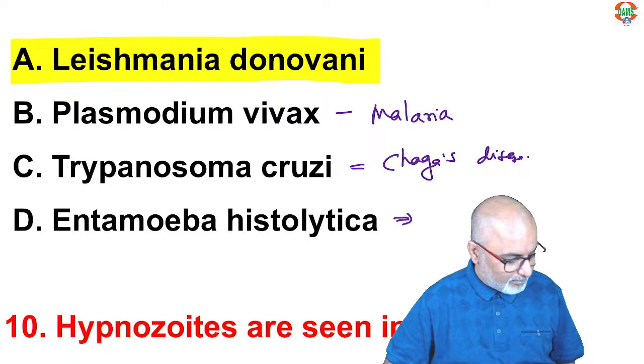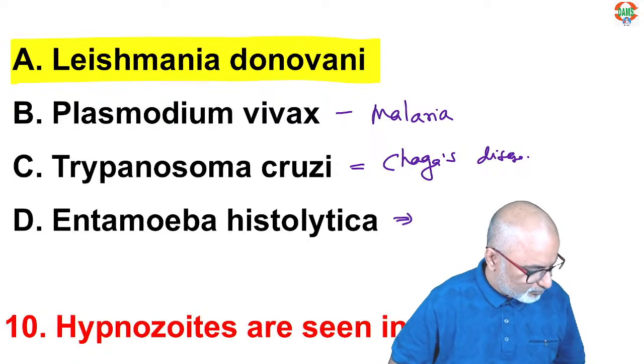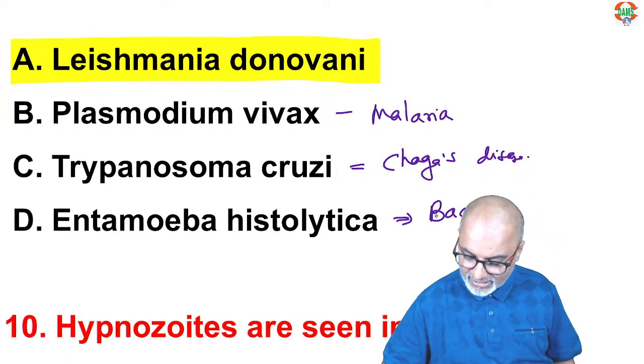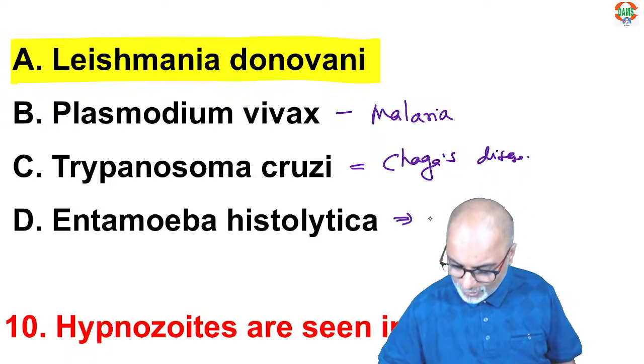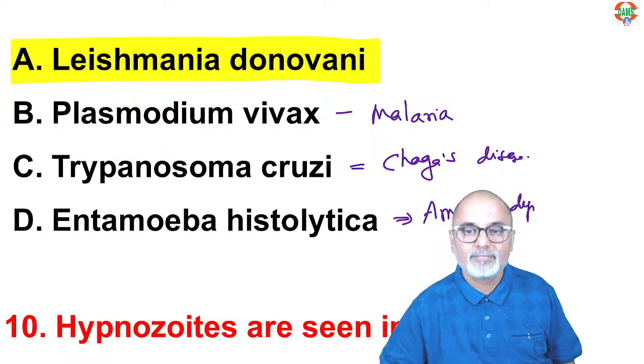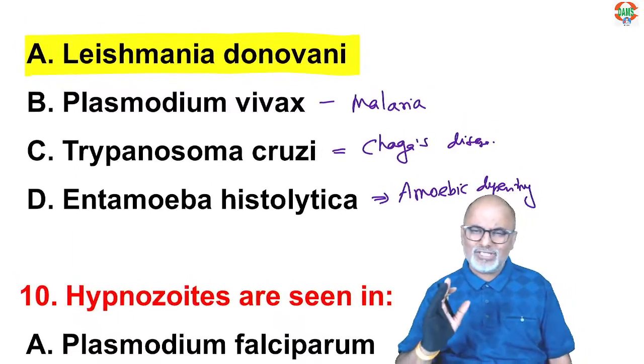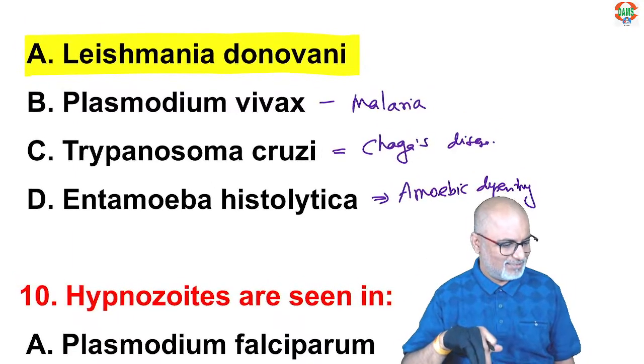Entamoeba histolytica causes bacillary dysentery. Sorry, not bacillary, slip of the tongue. Amoebic dysentery. I'm sorry, amoebic dysentery. So you should know about the pathogen and the important diseases.